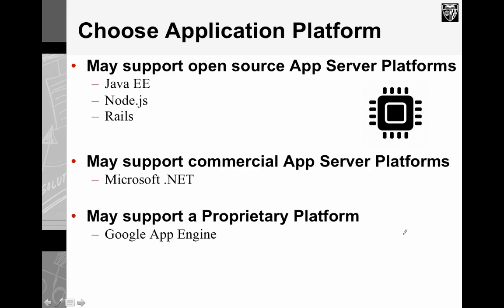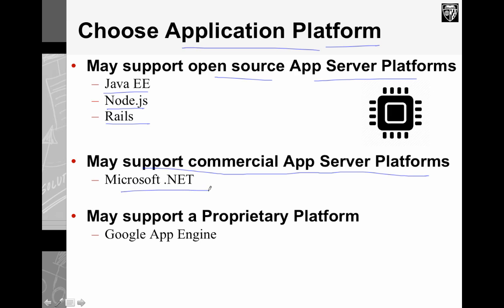You should be able to choose an application platform. Many cloud vendors give you a choice to choose an application platform. You may want to choose open source application server platforms. Some cloud providers would give you open source app server platforms like the Java EE platforms, Node.js platforms, Rails platform. You may choose from some of the commercial app server platforms like the Microsoft .NET platform, or may go with a cloud provider that may support a proprietary platform like the Google App Engine by the Google PaaS provider.